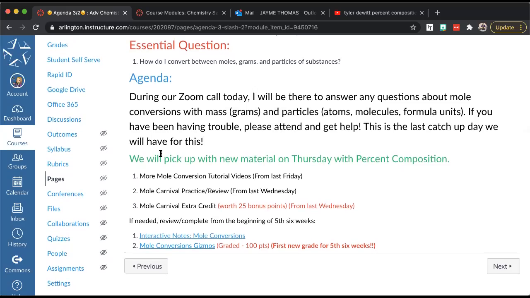So to recap, we're going to pick up on Thursday with new material. On Thursday, we're going to do what's called percent composition, which is still part of moles. We're still going to be using molar masses and calculations, but it's slightly different.